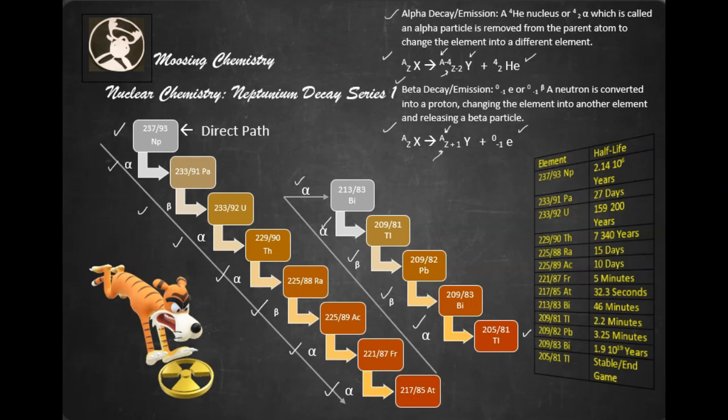All right, element 237 Neptunium has a half-life of 2.1 times 10 to the 6 years. That's a pretty long time. Protactinium 233 has a half-life of 27 days. Uranium 233 has a half-life of 159,200 years. Okay, pretty good chunk of time. Thorium 229 has a half-life of 7,340 years.